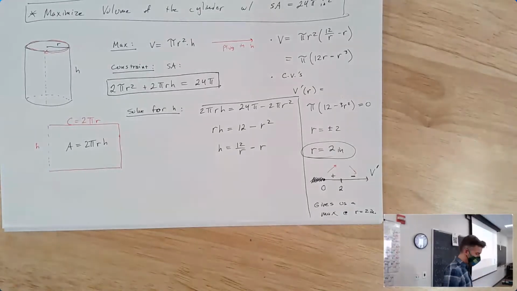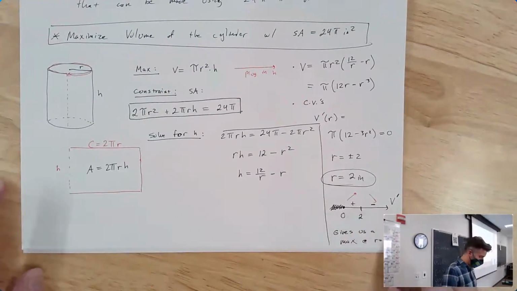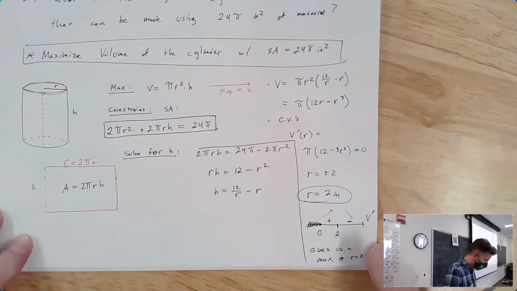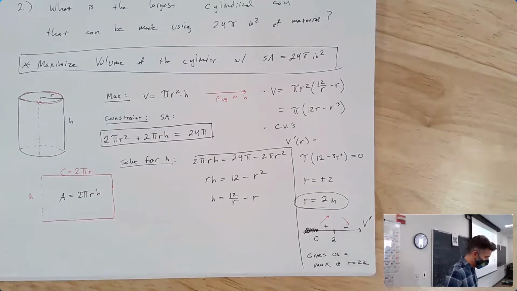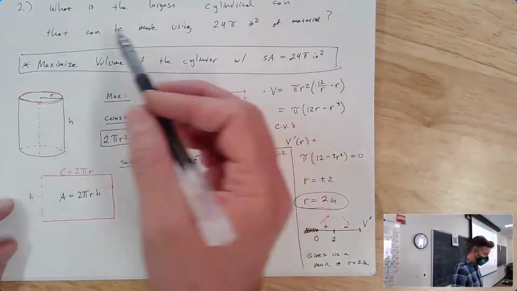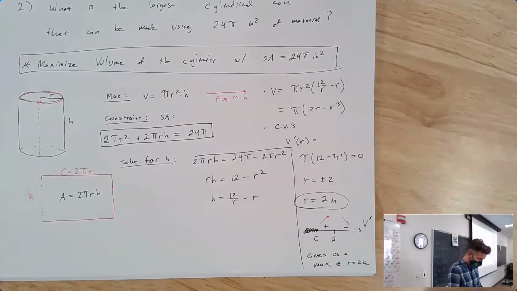So now to answer the rest of the question, because we haven't actually answered what's asked, which is, what is the largest cylindrical can that can be made using this much material? So we found the radius of this thing, but we need to find the volume.